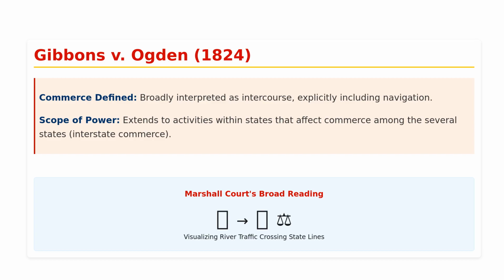Crucially, Marshall interpreted the phrase, "among the several states," to mean that Congress's power does not stop at the external boundary line of a state. Instead, the power extends to all commercial intercourse that concerns more states than one. This established that Congress could regulate activities occurring entirely within a state, provided those activities affected or were part of the stream of interstate commerce. This early interpretation set the stage for nearly 2 centuries of expansive federal regulation.